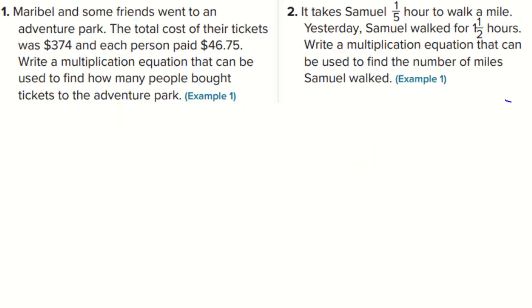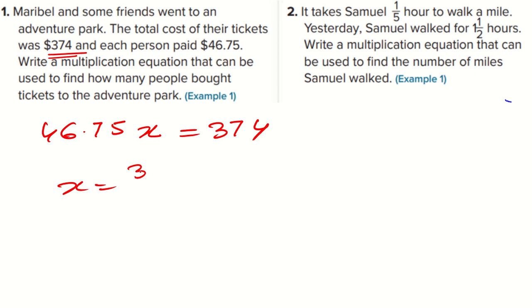Okay. Next is Maribel and some friends went to an adventure park. There the cost of the ticket is 374. Each person means 46.75. X is the number of persons, equal to 374. So X is equal to 374 divided by 46.75. Evaluate this. This will be the answer.